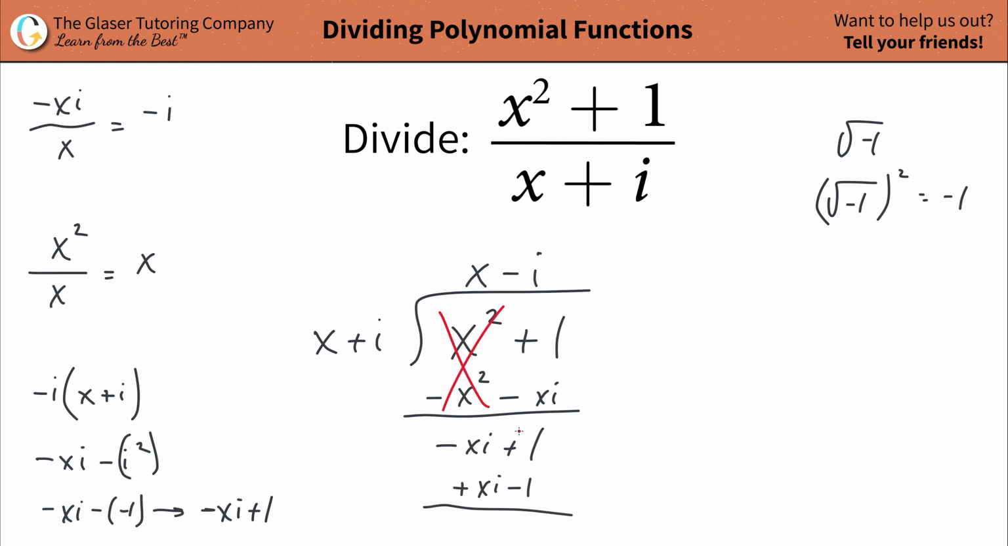And wait a minute, look at what happens. This goes bye-bye with that, right? And 1 minus 1 is just nothing. So that's actually the value. So when you do the division here, your quotient is simply x minus i. And that's all there is to it.